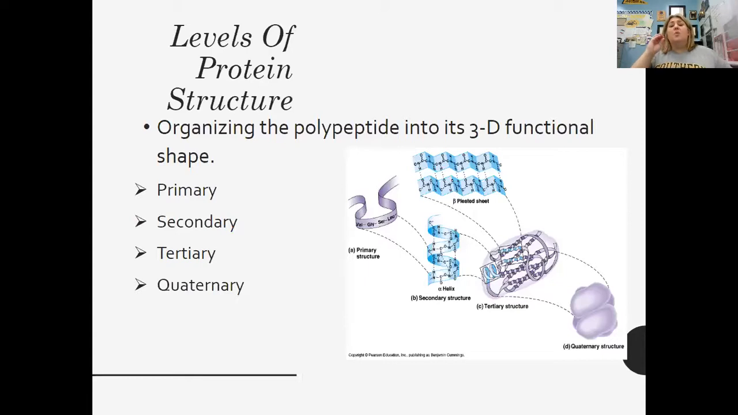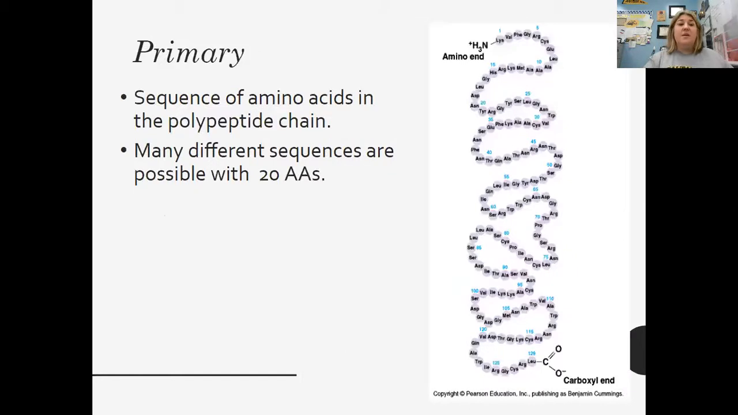So proteins have different levels of structure. We have some that are very simplistic, which is known as primary. Then they get a little more complicated, secondary, then even more complicated, tertiary, and then even more complicated, quaternary. We're going to zip through the notes, and then we're going to take some time and draw some of these out. So the primary sequence is really simple.